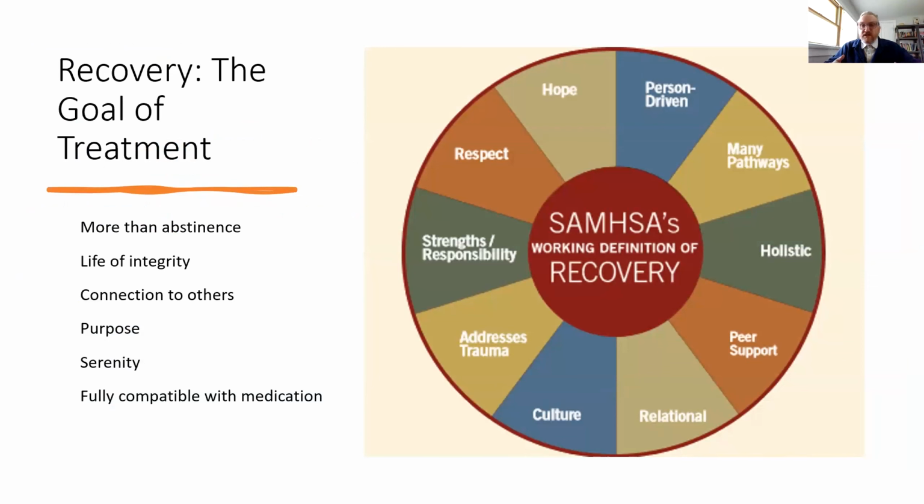But the goal of addiction treatment is not more treatment. The goal is recovery. And recovery is defined by SAMHSA here across a multiplicity of domains. It's a holistic term, it's individualized. There are as many paths to recovery as there are people in recovery, and it's a lot more than abstinence. It's a life of integrity, connection to others, purpose, serenity, and it's fully compatible with medication.